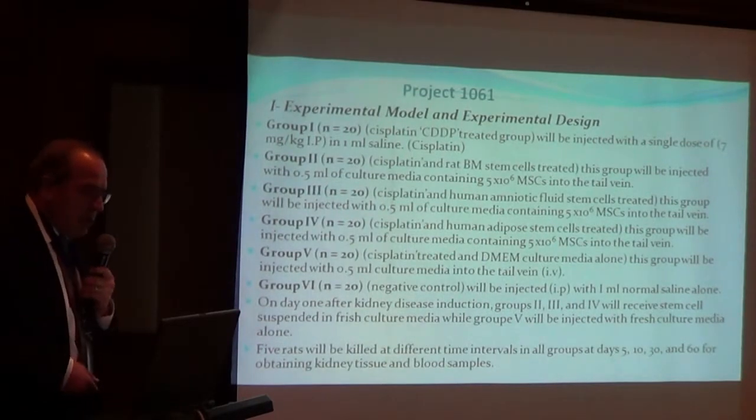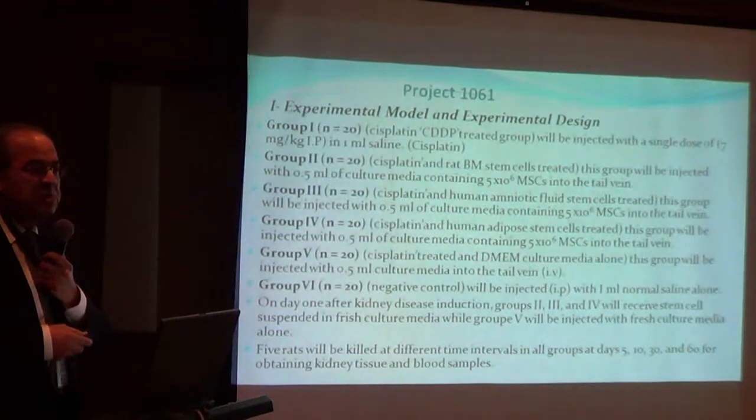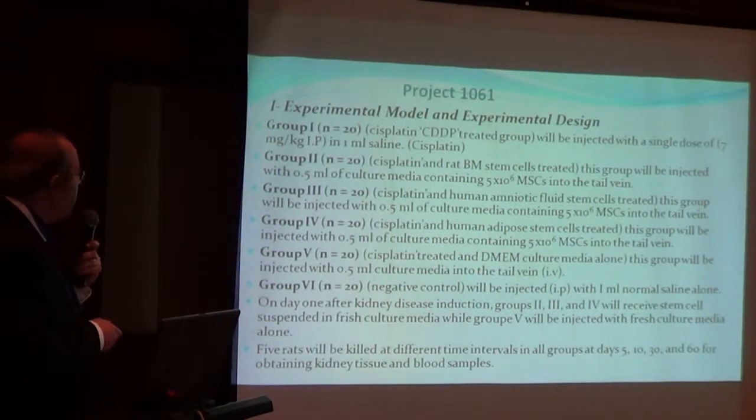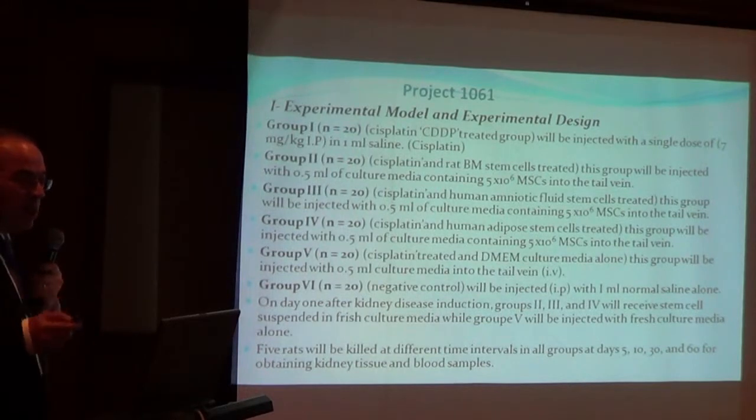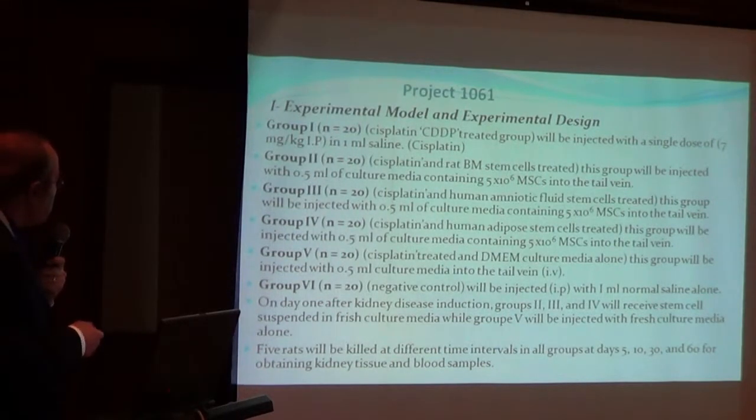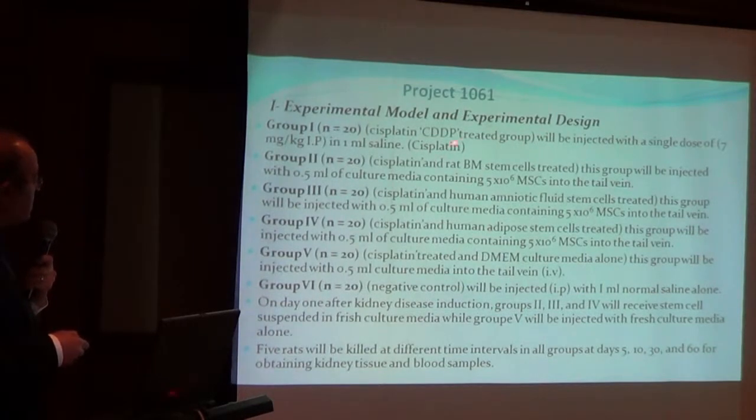Let us go to the experimental groups in the first protocol. In group one, the rats were given cisplatin intraperitoneally, one dose of 5 milligrams per kilogram body weight in 1 milliliter saline. So this is the positive control. The last group, which is six, is the negative control, in which they were given only saline for comparison. Then we come to the treatment groups. We have group two, which was treated by bone marrow stem cells.